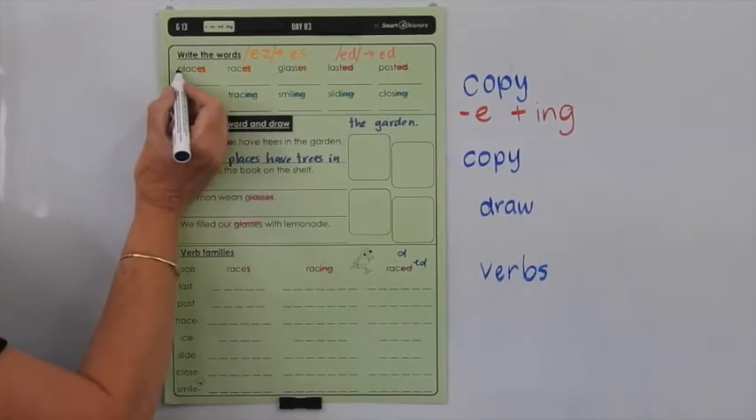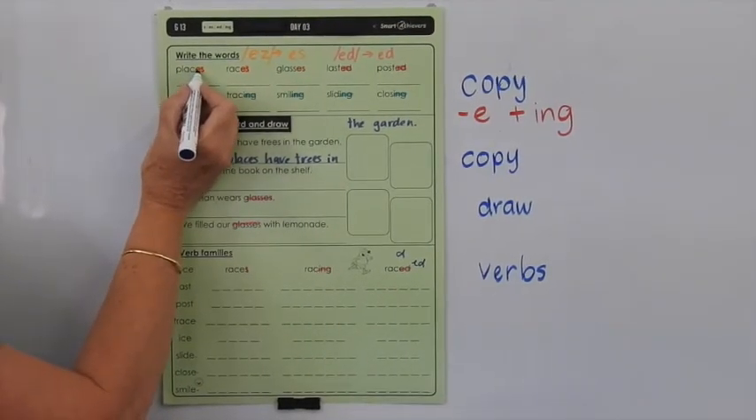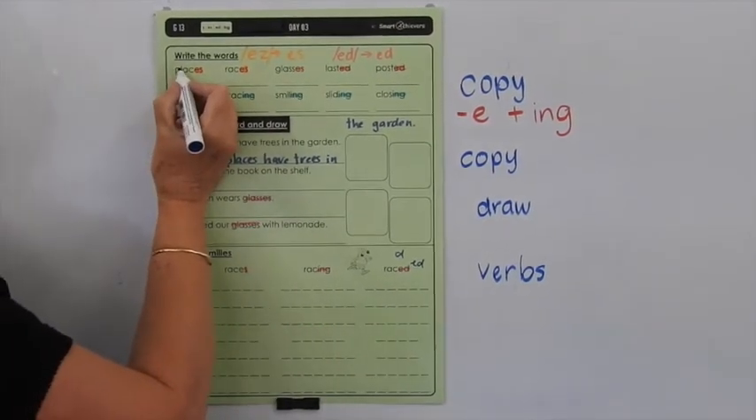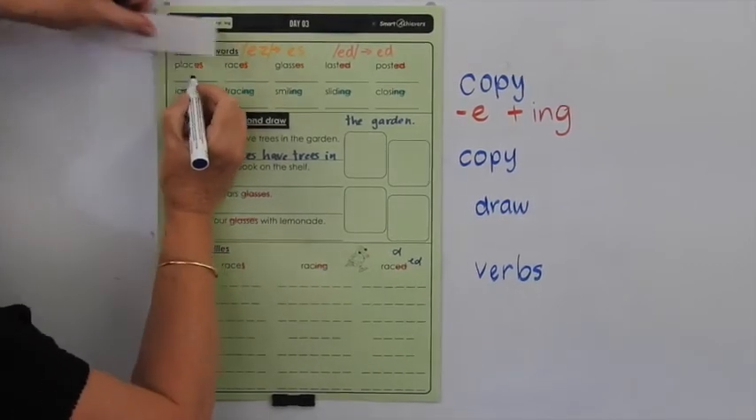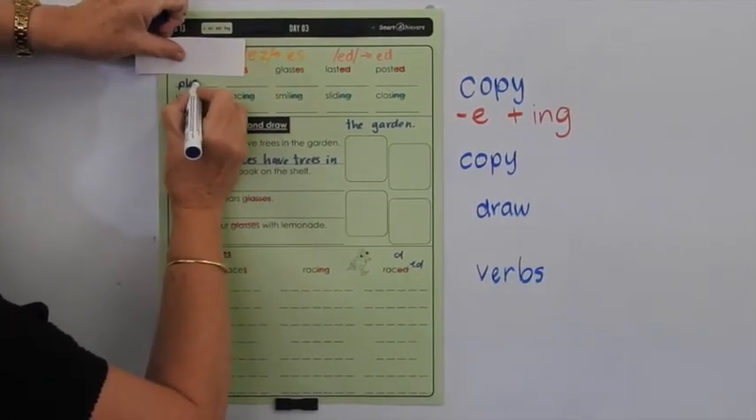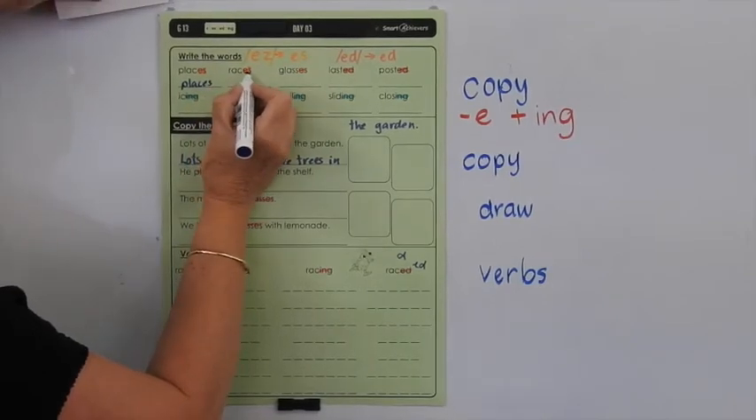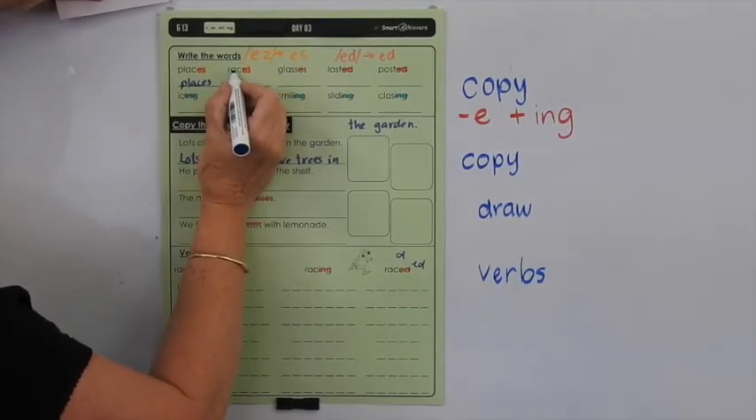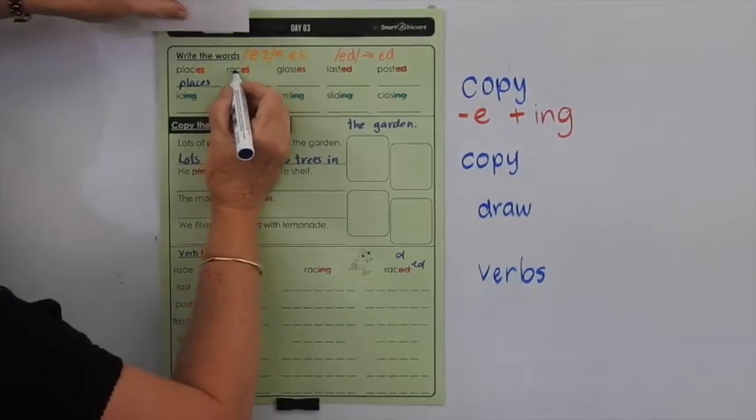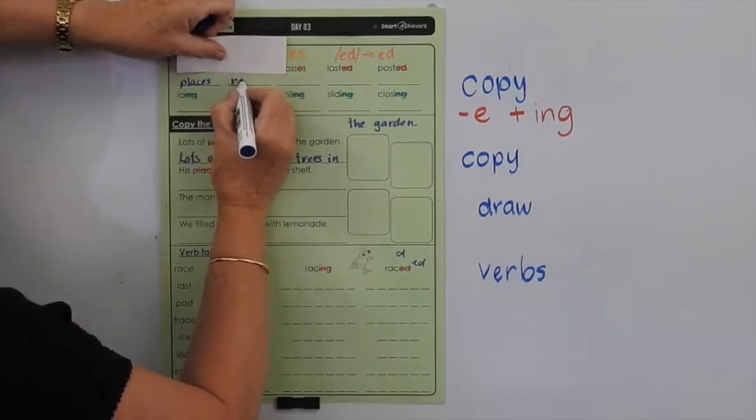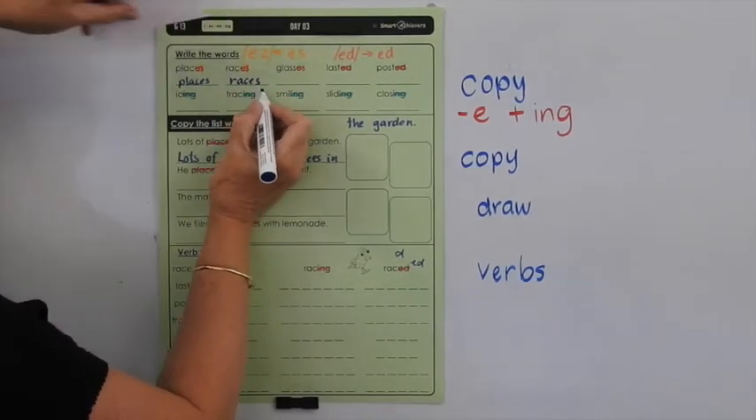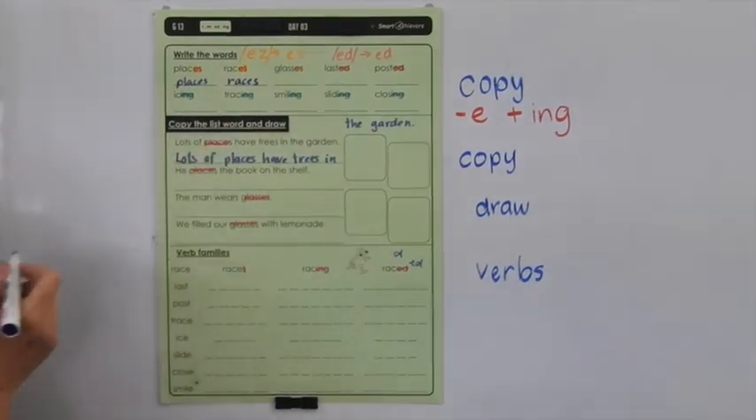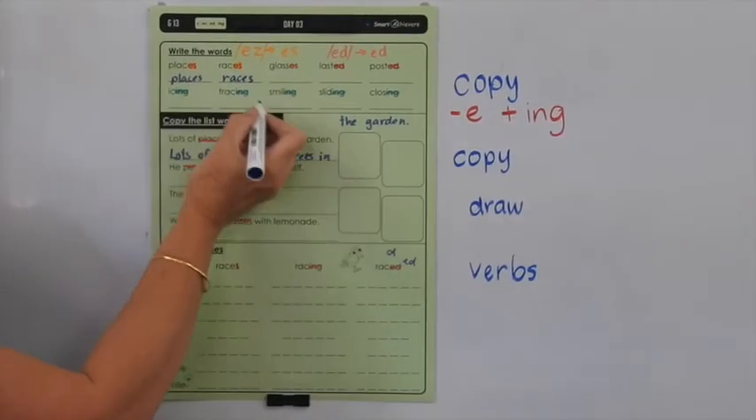So up here we've got place, places. Places, cover it and write it. We've got races, races, R-A-C-E-S, so cover them as you write them, then go back and check to make sure you spelt them correctly. You can finish all of them.